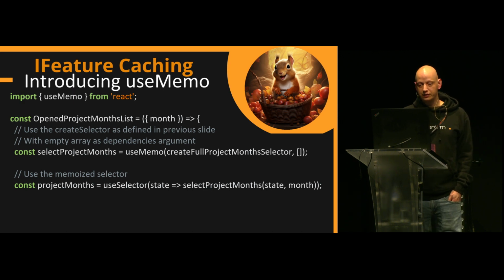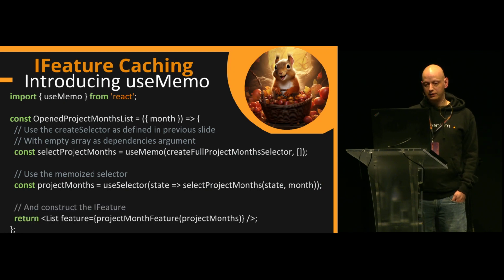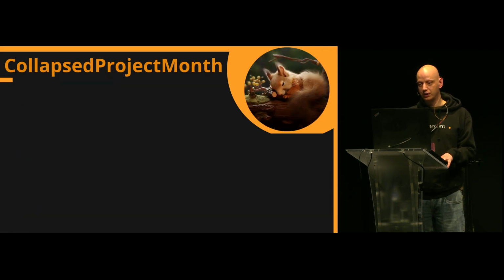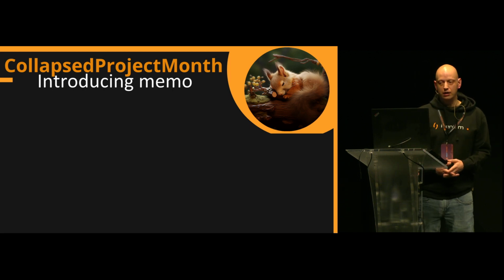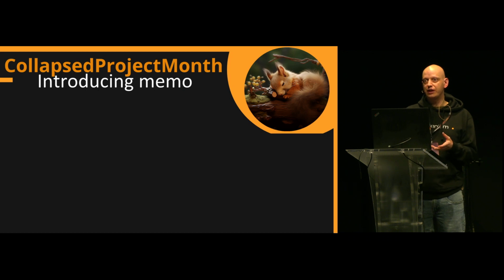And then we use the memoized selector to actually get the data from our store, and we render the component. The combination of the create selector and use memo is actually enough to cache everything for our opened project months. Then we still have the collapsed project months, for which we're introducing the memo also from React. For the collapsed project months, we actually did the same create selector and use memo trick, but it was a different calculation because you needed a lot less detailed information.